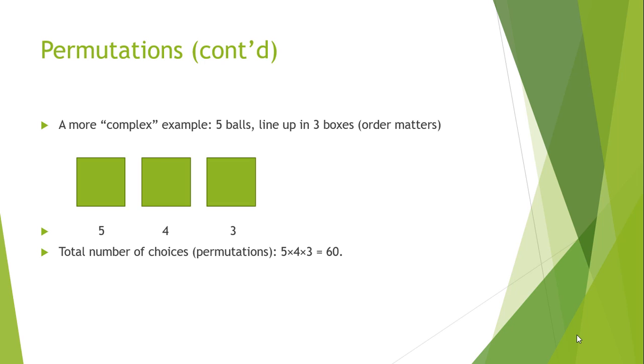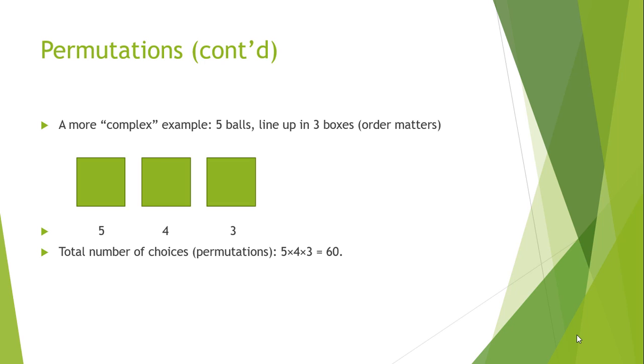Now, let's continue with a more, quote-unquote, complex example. Let's say we have more balls now, and we have 5 balls, each of them numbered 1, 2, 3, 4, and 5. And we need to grab 3 of them and line them up in 3 boxes. In this case, again, order matters. So similarly, when we are trying to choose a ball for the first box, we can choose any of the 5. So there are 5 possible outcomes in the first box.